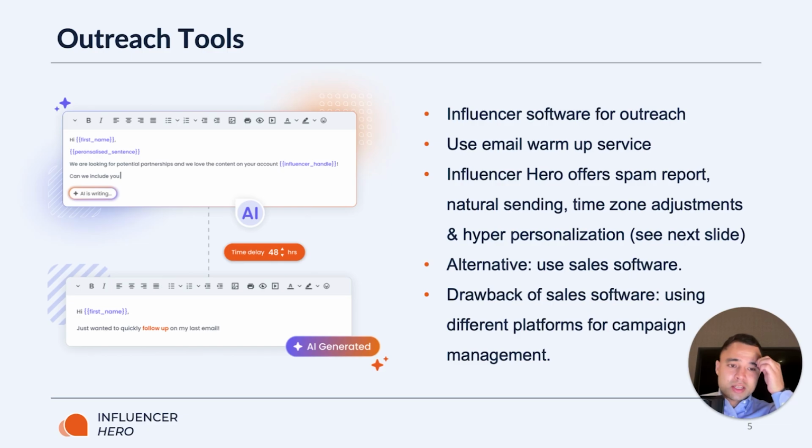And essentially using influencer software, especially Influencer Hero, makes it a lot easier because you can do everything in one place, right? And we show that throughout this course as well in the CRM, how to create affiliate links and everything else you need in order to manage your campaign. So just keep that in mind when deciding which tools to use.